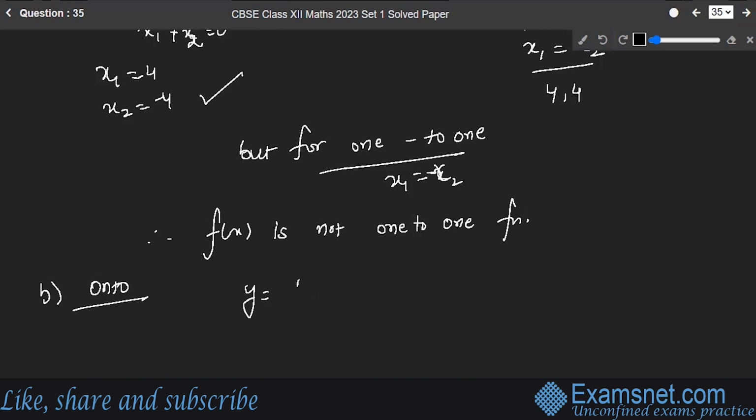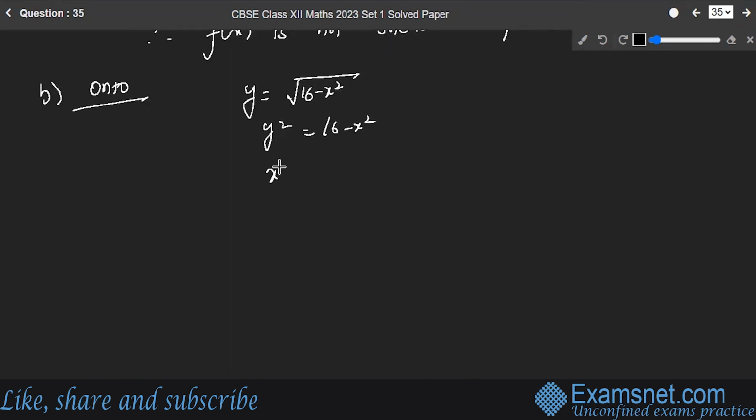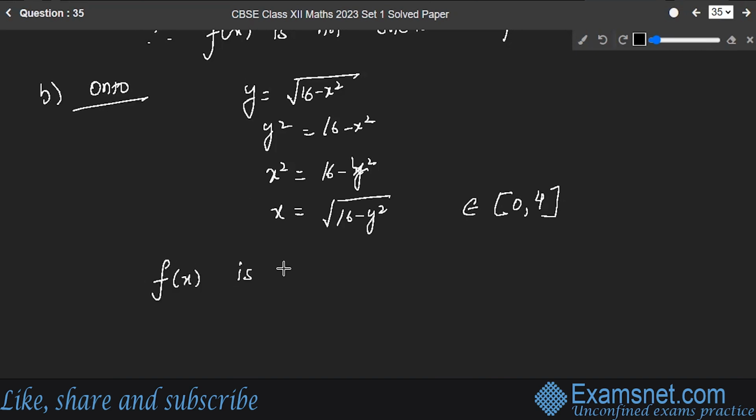Okay, let's go with the second part, that you have to prove that this is an onto function. So if I'm taking y is equal to root of 16 minus x square, y square is equal to this, or you have x square is equal to 16 minus y square. So x will be given by this. So here x can belong to the interval 0, 4 only, which is true. Therefore, f(x) is an onto function.